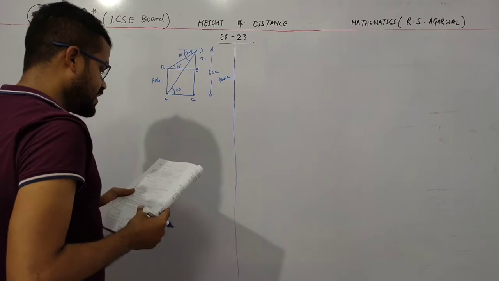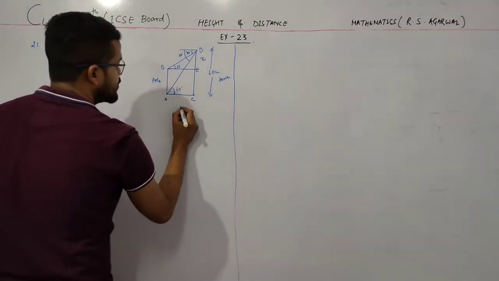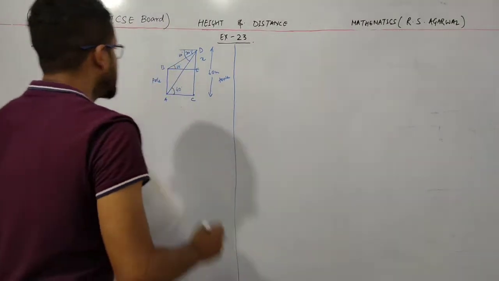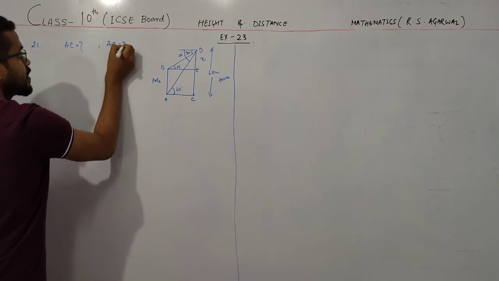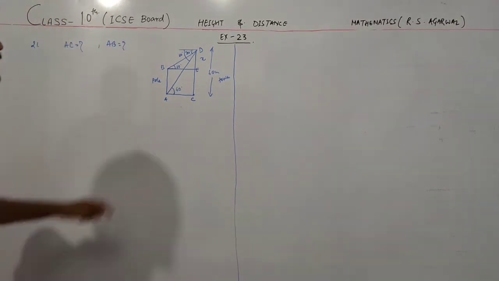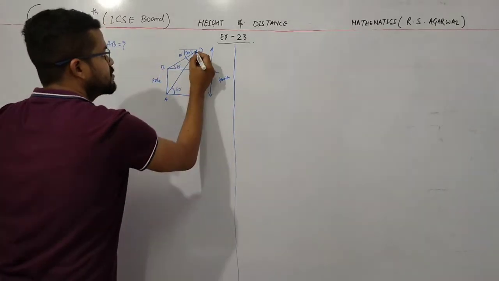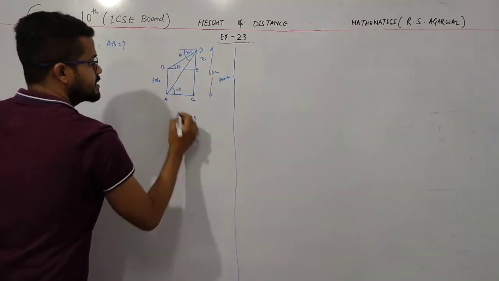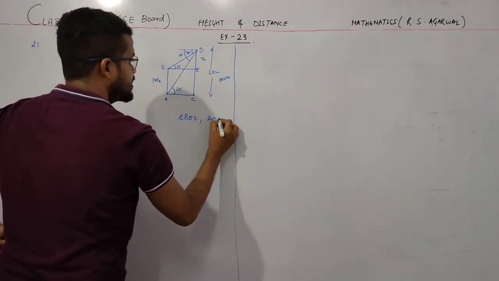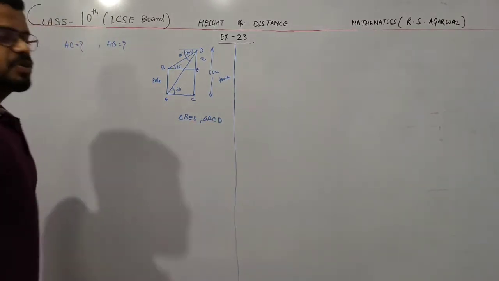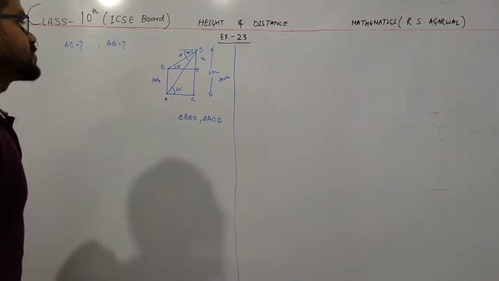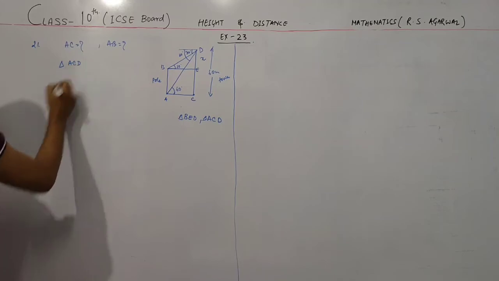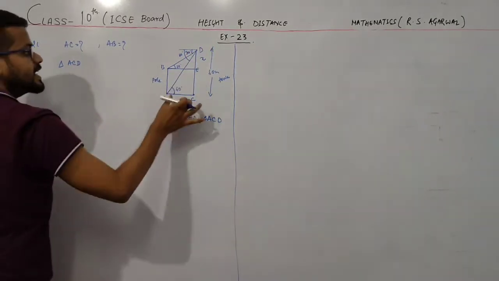We have to calculate the horizontal distance between the pole and the tower, this AC, and the height of the pole, which is AB. Here again there are two right angle triangles: one is BED and the other is ACD. By using both triangles we can easily get these values. Firstly, I use triangle ACD. From triangle ACD, this is height and this is base.